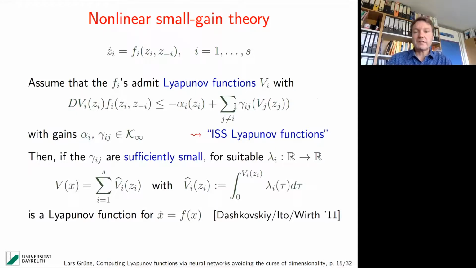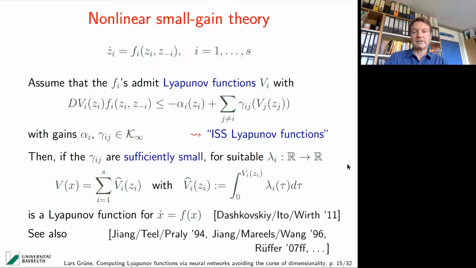And then if these functions gamma_ij are sufficiently small, then for suitable lambda_i, which can be computed, we can define these functions v_i hat, and then we can sum up these v_i hat, which each only depend on the z_i, and this is a Lyapunov function for the overall system. And what you see is that this is precisely the structure that we need in order to get an efficient approximation by a neural network which is not suffering from the curse of dimensionality.